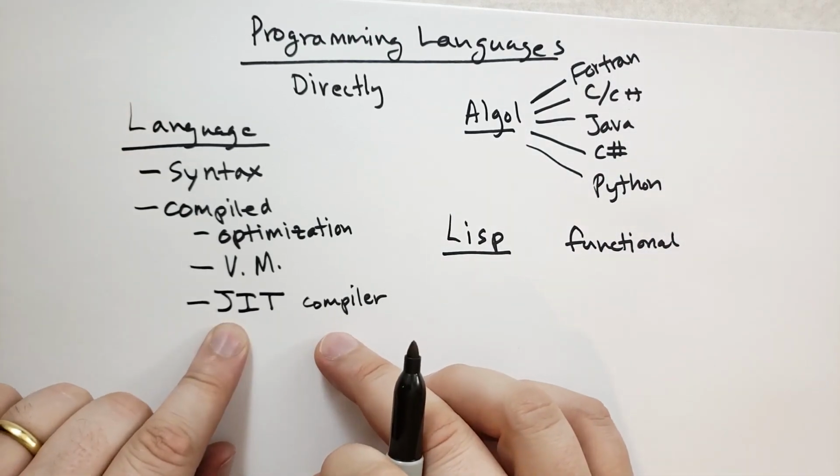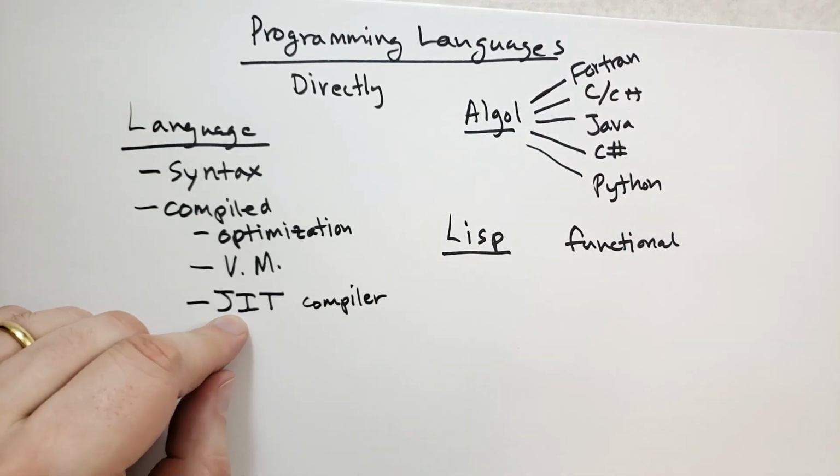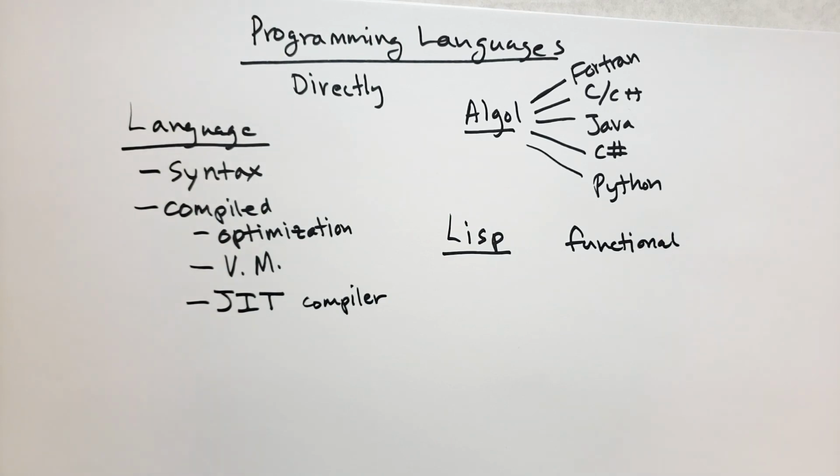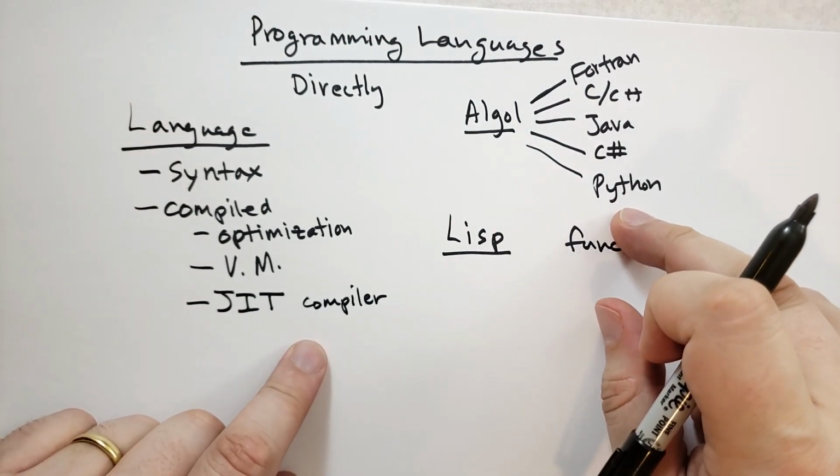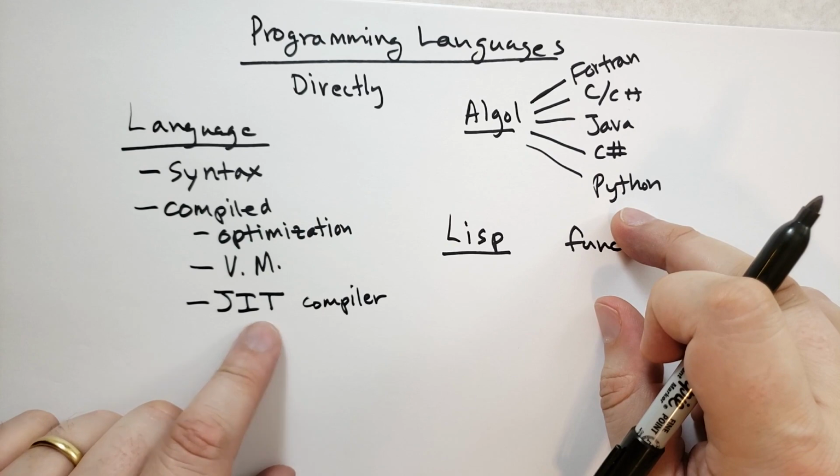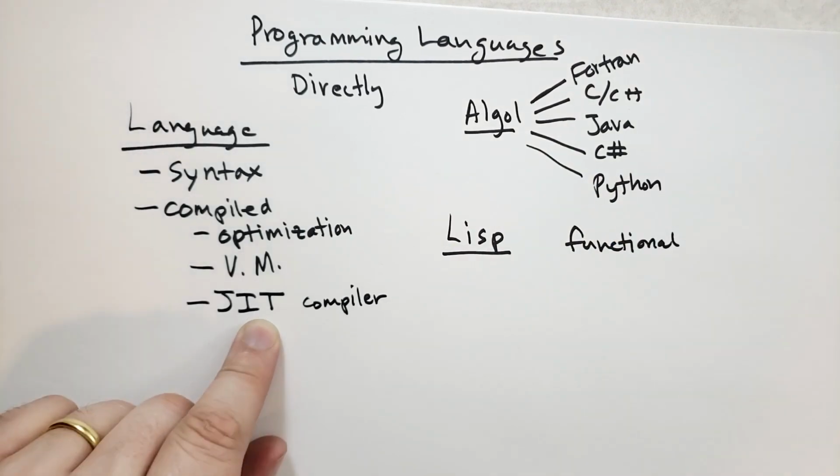JavaScript was one of the first languages to really expose how important JIT is. Java's been doing it for a while. Python doesn't do JIT compiling, but PyPy, which is an alternative implementation of Python, does. We'll talk more about PyPy later.